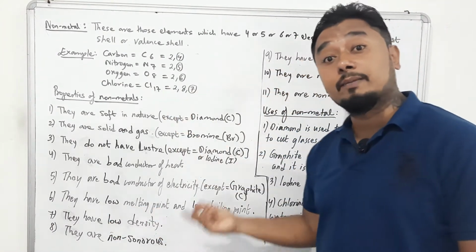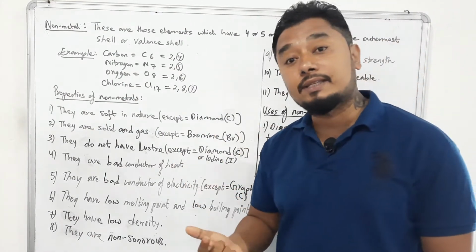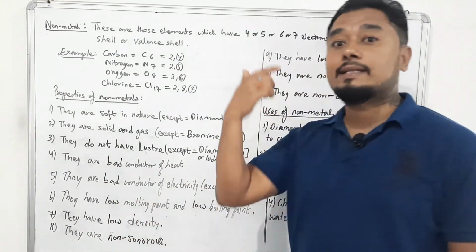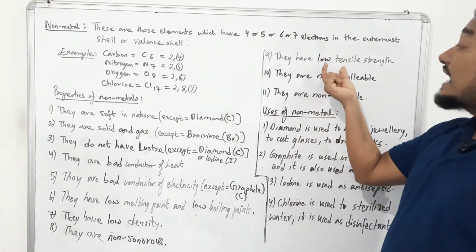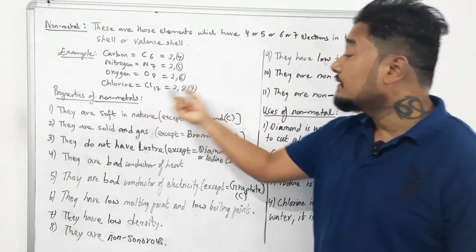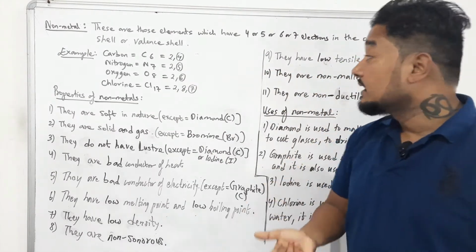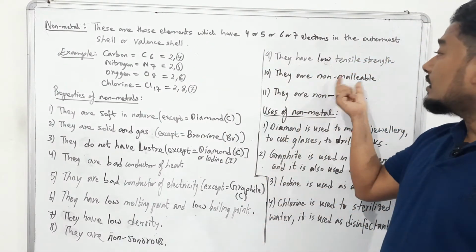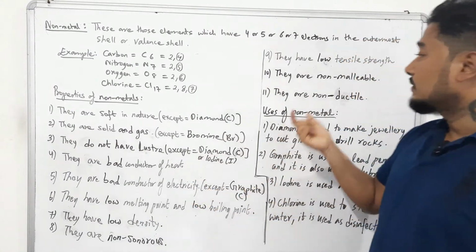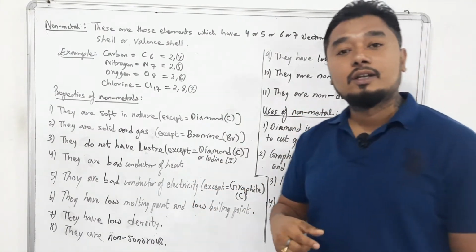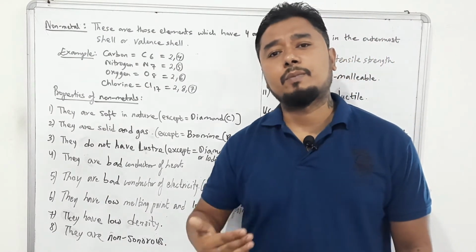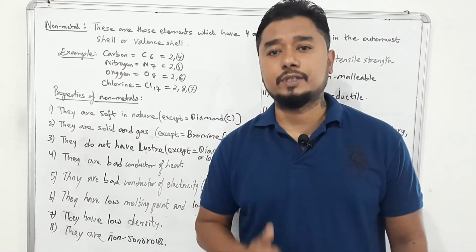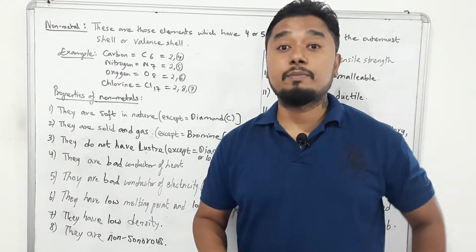It was high, it became low. Metals have high density, I said, non-metals have low. Metals are sonorous, I said, non-metals are non-sonorous, opposite again. Metals have high tensile strength, non-metals have low tensile strength, again opposite. Metals are malleable, non-metals are non-malleable. Metals are ductile, non-metals are non-ductile. See? If you know the 11 properties of metals, you can easily remember the 11 properties of non-metals, just by making them opposite. So do remember some points.